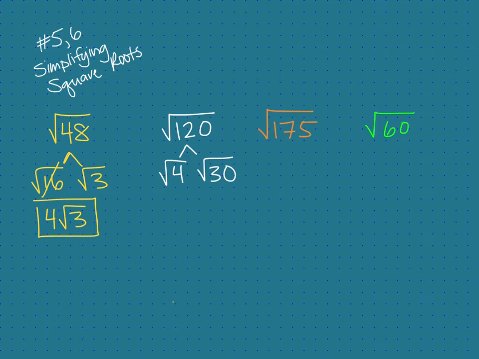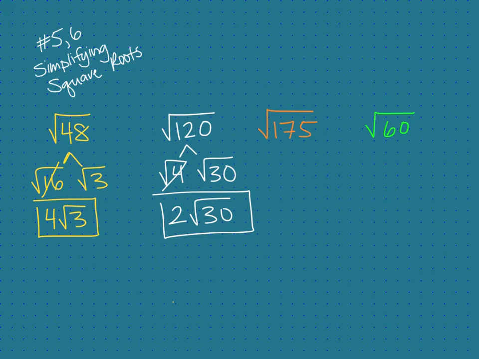And a way you can check that you got the biggest perfect square here is that 30 can't be broken down itself, and it can't be. All right, we're going to cross out the square root of 4, bring it out as a 2, and we'll get 2 root 30. Okay, on to the square root of 175.